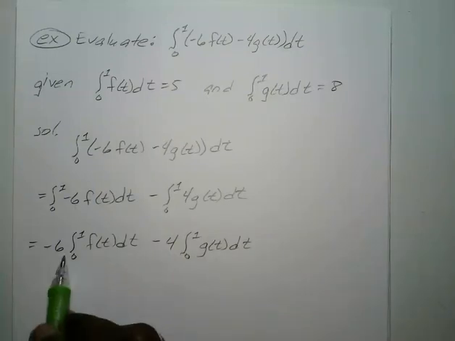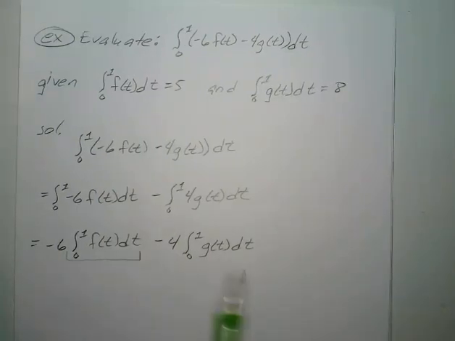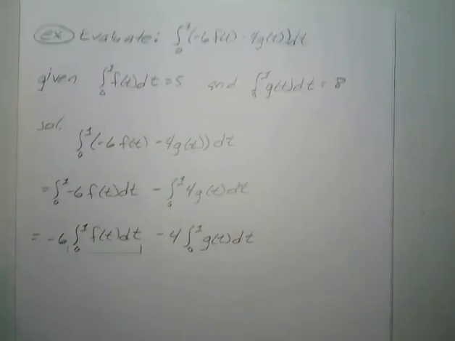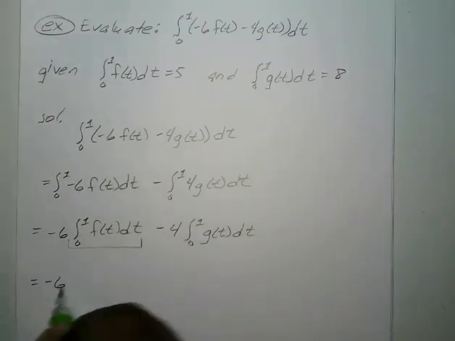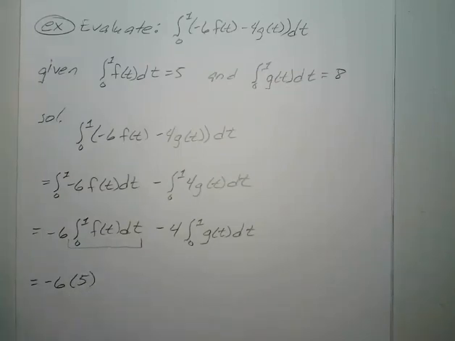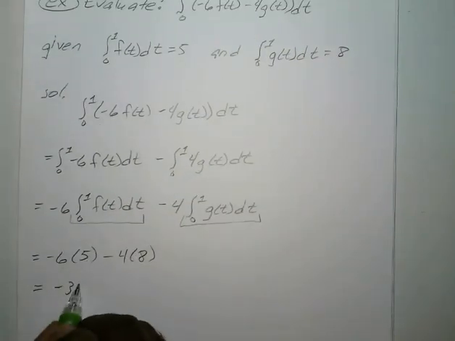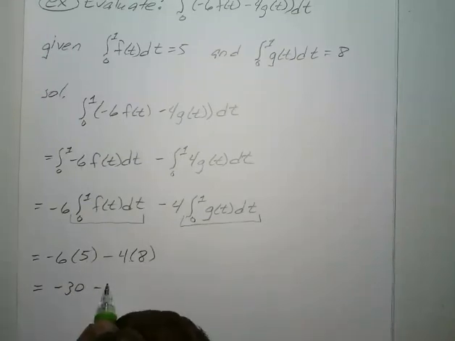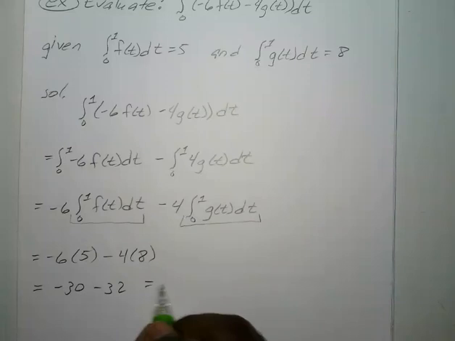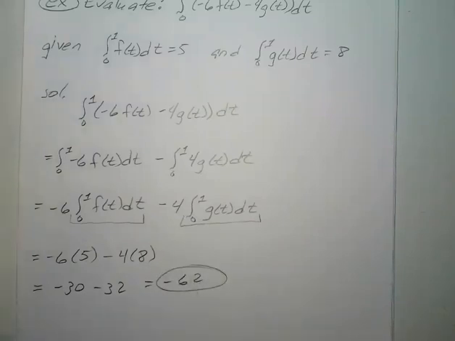All right, so we know here that the integral from 0 to 1 of f of t is equal to 5. So we have negative 6 times 5 minus 4 times the integral from 0 to 1 of g of t, which is equal to 8. So 4 times 8. Okay, so that's going to equal negative 6 times 5 is negative 30 minus 4 times 8, which is 32, which gives us negative 62.